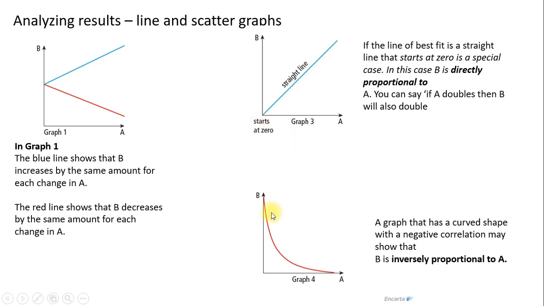Now if the graph has this negative correlation like what we saw earlier, we can give it a simple interpretation like this, that B is inversely proportional to A. As A increases, B decreases, but in a proportional manner. Like when I double A, the other one will be halved, and so on.